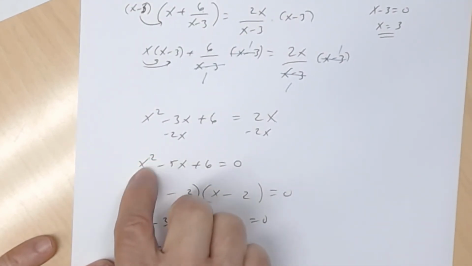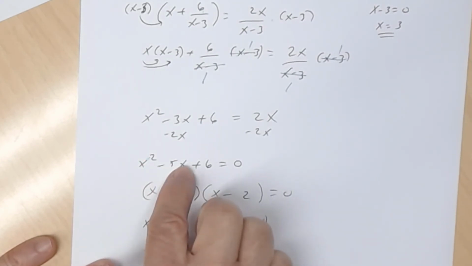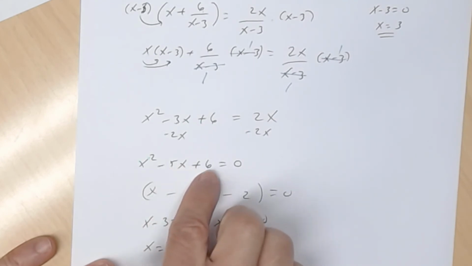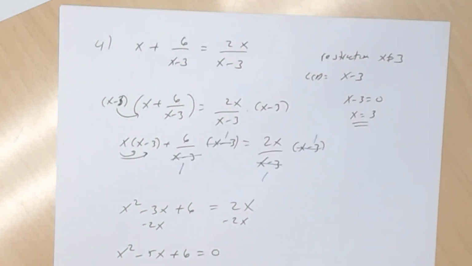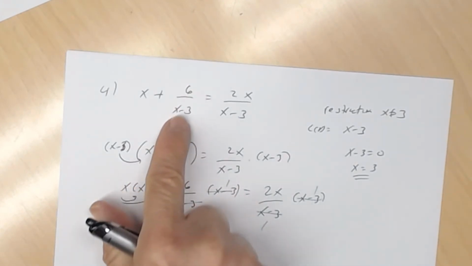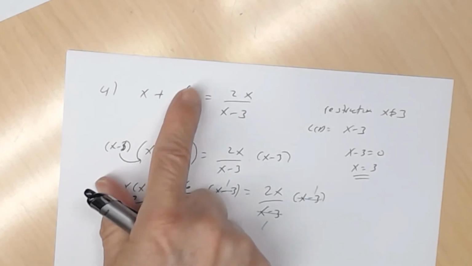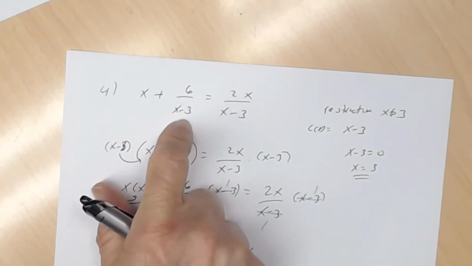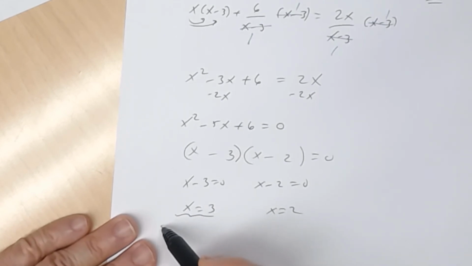Because what's 3 squared? 9. What's 5 times 3? 15. What's 9 minus 15? A negative 6. What's negative 6 plus 6? 0. But the issue is that it's not a solution to the original because when I substitute 3 in, what happens here? That's a 0. 6 divided by 0 is undefined. So I can't use this. So this right here is what we call the extraneous solution.